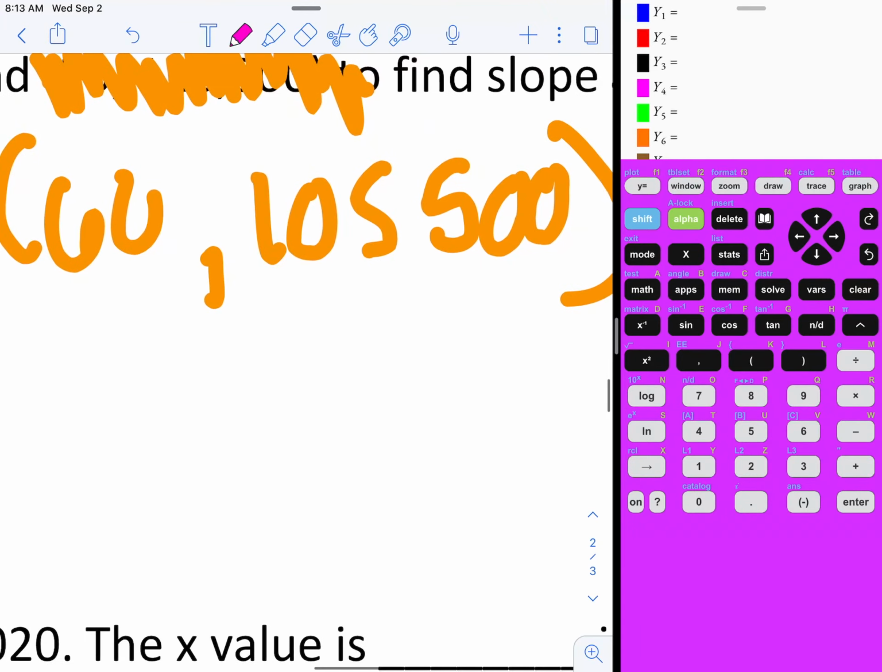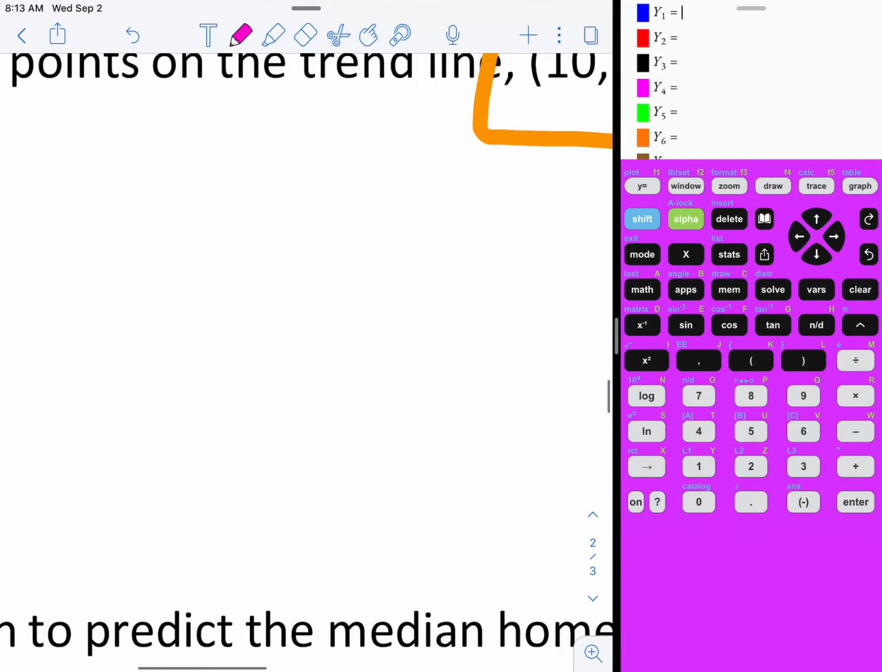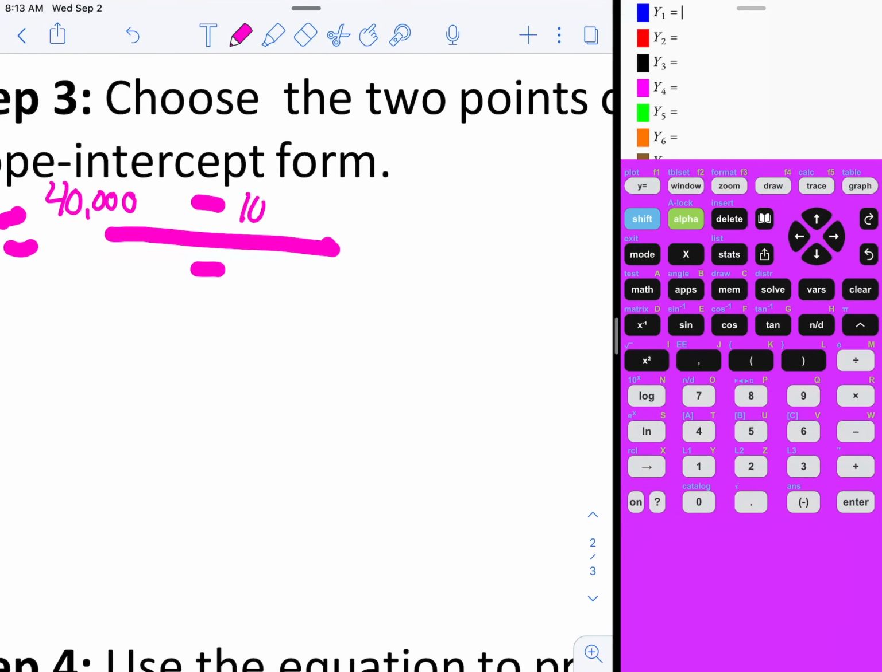Pardon the interruption. Sapphire is not working properly. They are on it and trying to get it fixed. Sorry about that, guys. Schoology's not working.